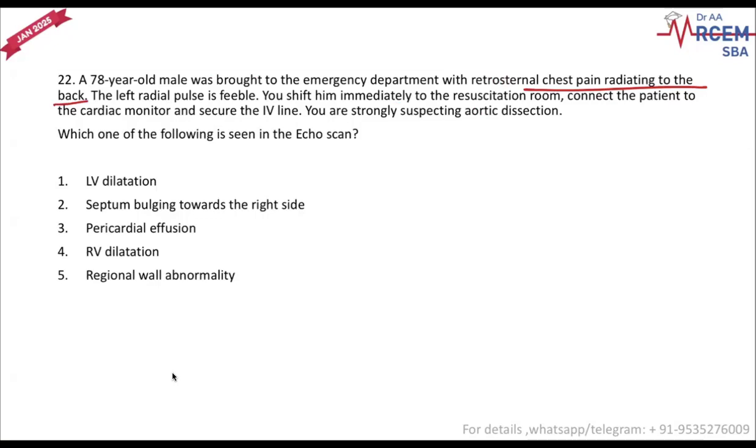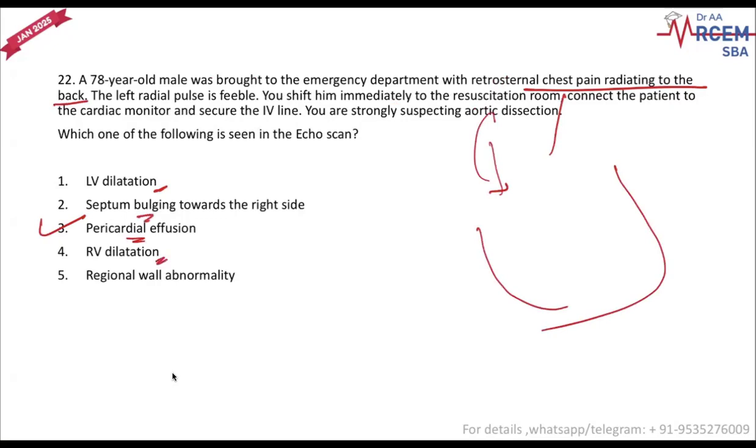Which one of the following is seen in the echo scan? Echo scan: pericardial effusion, along with aortic regurgitation, can be seen. Those are the two typical findings you'll be seeing on the echo scan. LV dilatation is not very commonly seen. It takes time to develop. Some might argue that regurgitation can cause LV dilatation, but it takes time. It doesn't happen acutely. Septal bulging towards the right side doesn't happen acutely. RV dilatation is more seen in PE, pulmonary emboli. Regional wall abnormalities are seen in a myocardial infarction.